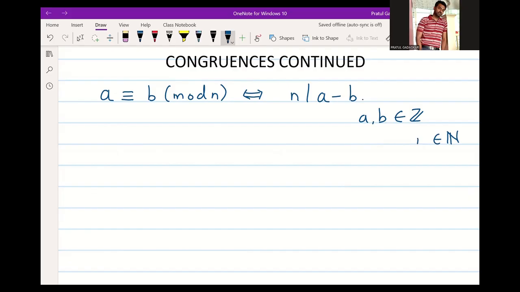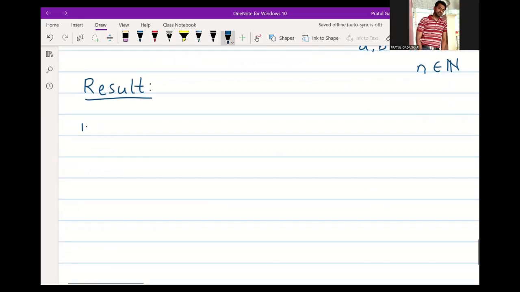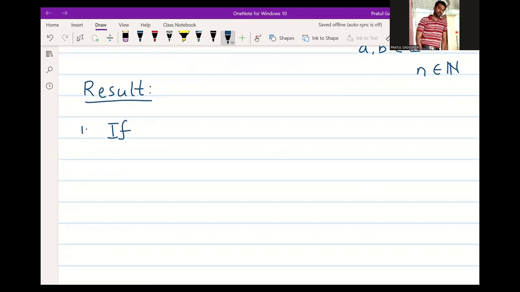And now let us see one or two important properties of congruences. So let me write one result here. If A is congruent to B modulo N and C is congruent to D modulo N, then certainly I can do something with these congruences.